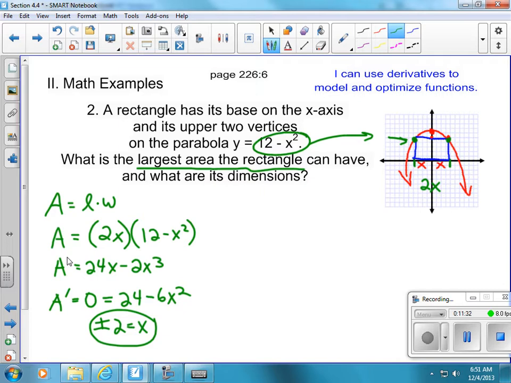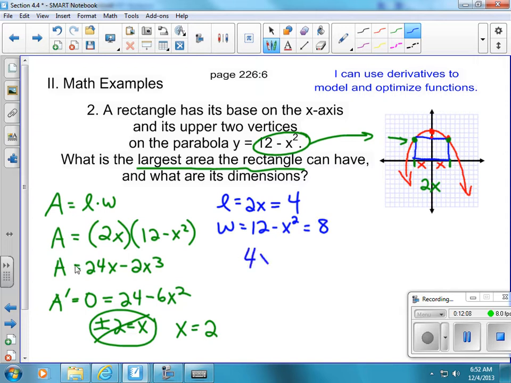Let's see. We want the dimensions of the rectangle. Well, you can't have a negative 2x, right? If you plug negative 2 in here, you don't get a normal value. So really, our answer is just positive 2. You can't have a negative side. So if the length is 2x, then our dimension is 2 times 2 when x is 2, so that's 4. Our width, 12 minus x squared. Plug in a 2, you get 12 minus 4 is 8. So the largest area is 4 times 8 equals 32.